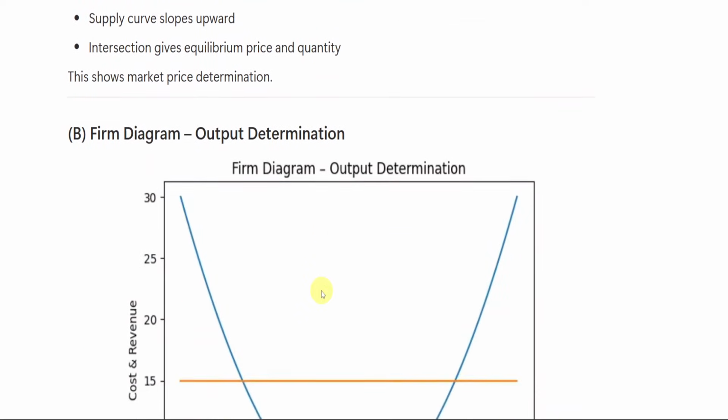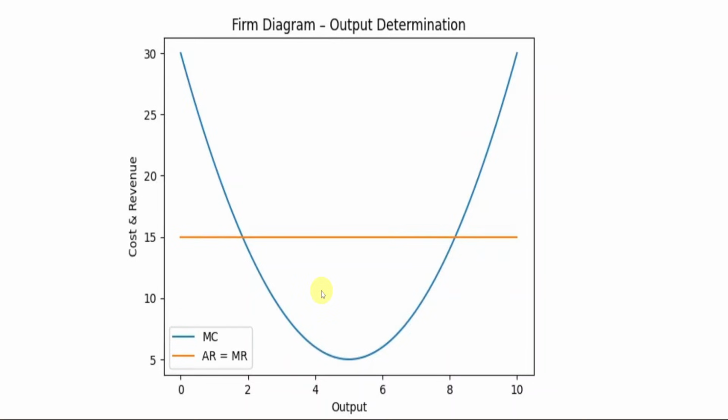Now we have the firm diagram as you are seeing on the screen. X-axis is output, y-axis is cost and revenue. AR is equal to MR, which is horizontal, which you are seeing here. And MC is U-shaped, students. Here you can see this is MC, which is U-shaped. MC cuts MR here. Here it is cutting, right? That output is the equilibrium output, we can say.